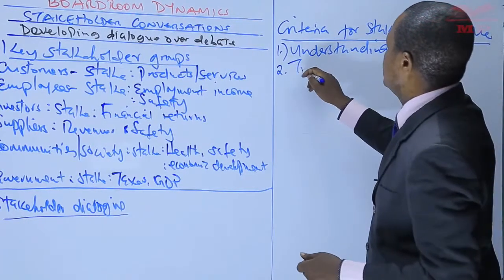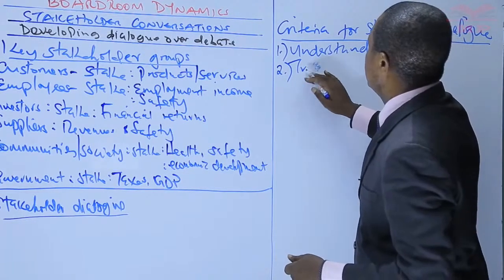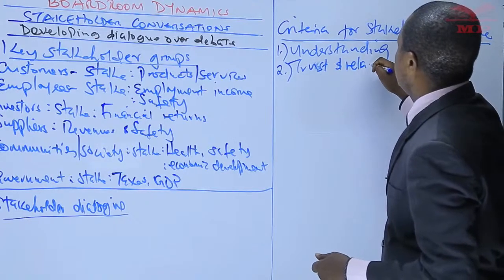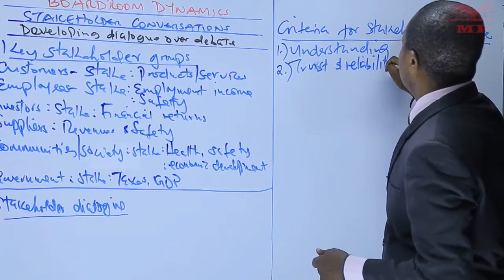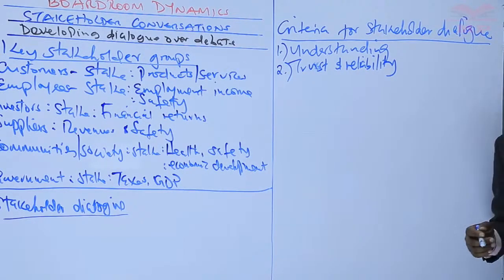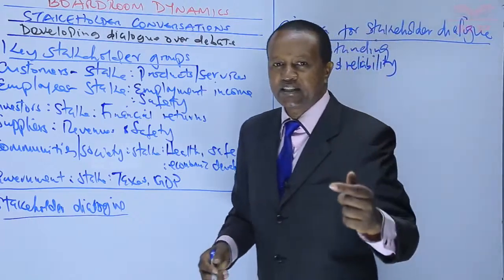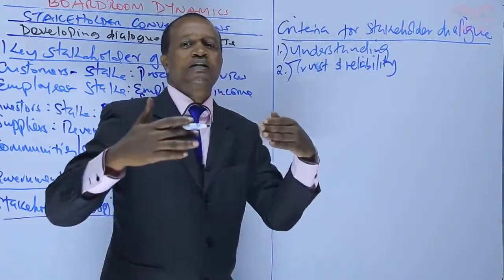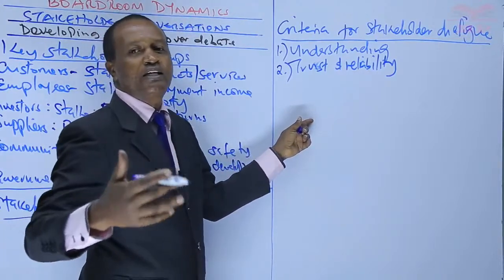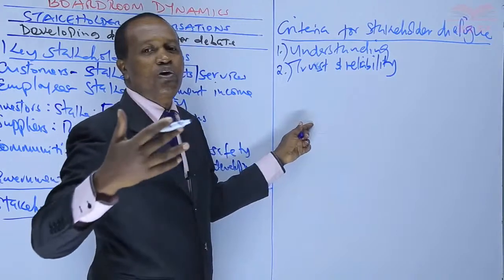Number 2, trust and reliability. A stakeholder dialogue is doomed to failure unless there is a certain level of trust in the integrity of the other party and the value of the dialogue.